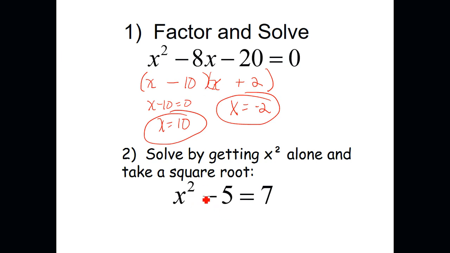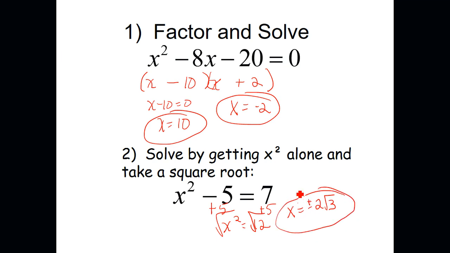If I don't have an x term, I can just solve by taking a square root. You know, I'd add that 5 over, and I'd have x squared equals 12, square root. I end up with 2 square roots of 3, x equals, throw a plus or minus in front to make sure that we have our two solutions, right? So both ways we get this two solution idea.